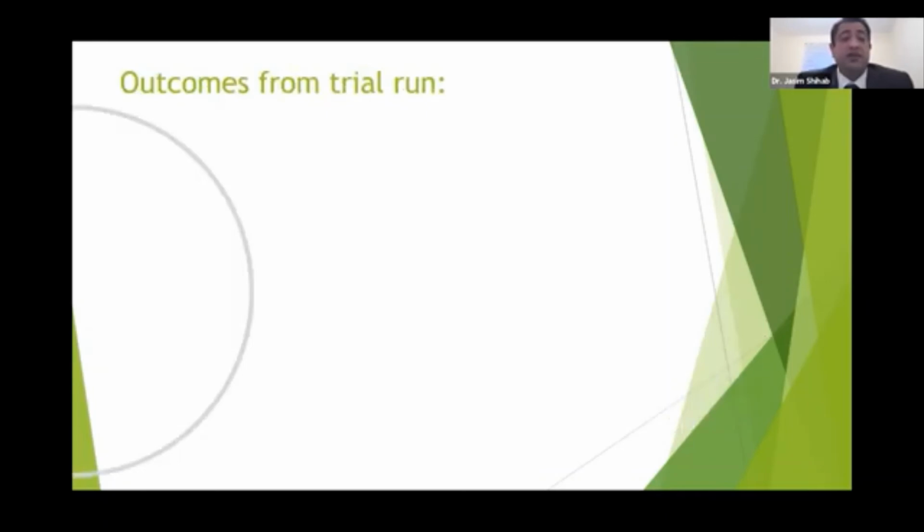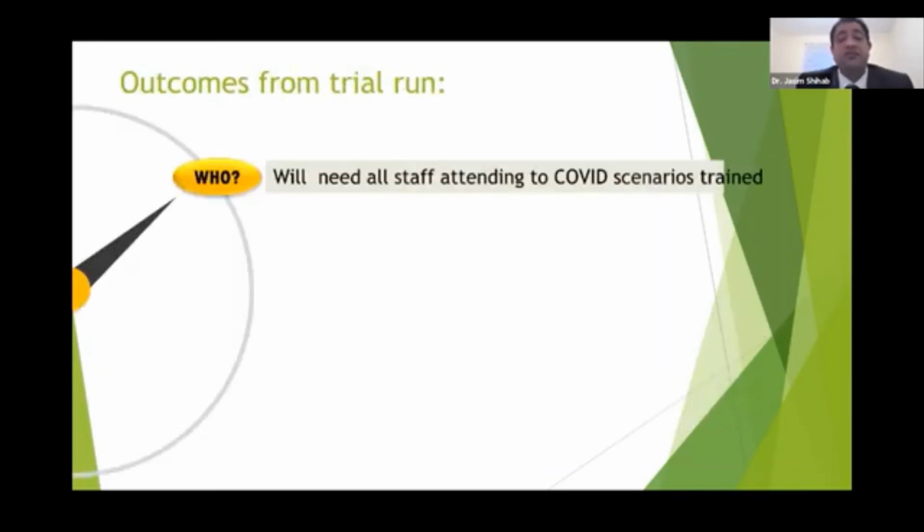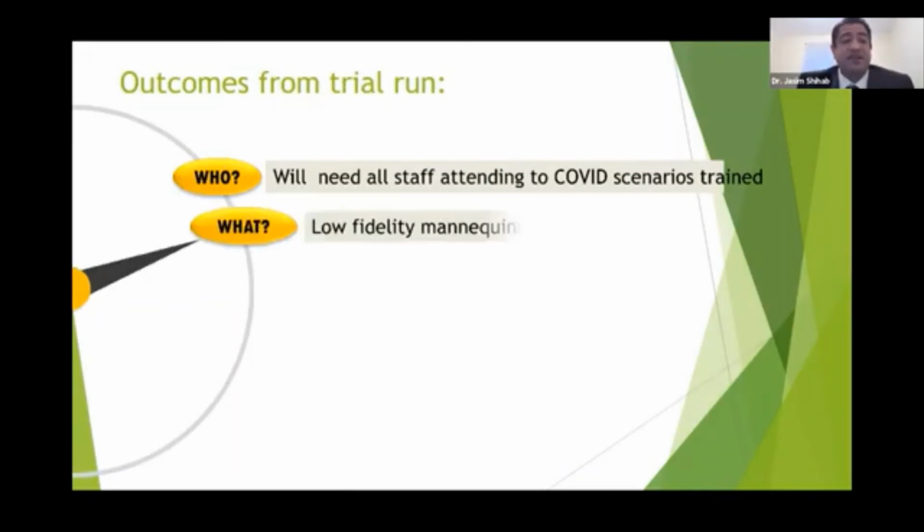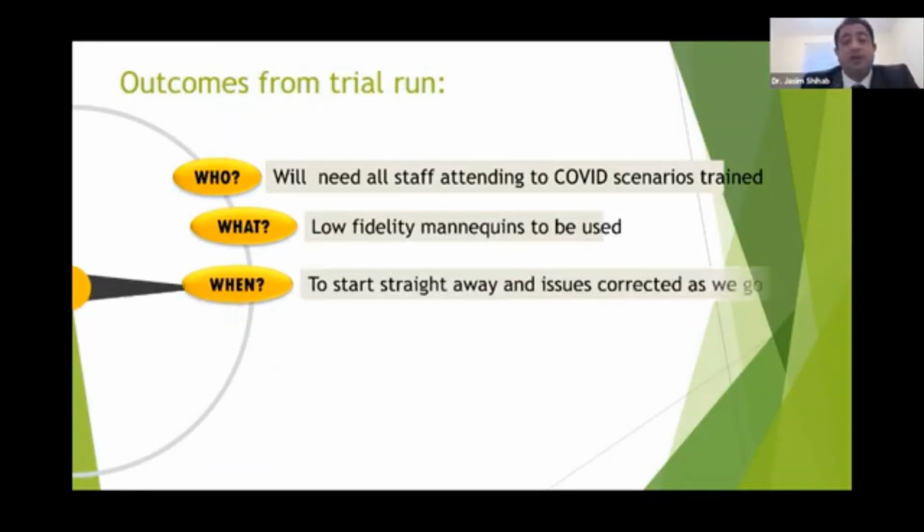So, outcomes from the trial run. Who do we need to train? We need to train all staff attending the COVID scenarios. What do we use? Do we use high fidelity or low fidelity? We understood high fidelity mannequins are difficult to use, so low fidelity mannequins were planned to be used. There was this question of when do we start. Do we start straight away, or do we address all the issues before we go? We thought we needed to start straight away and then address issues as we go along.